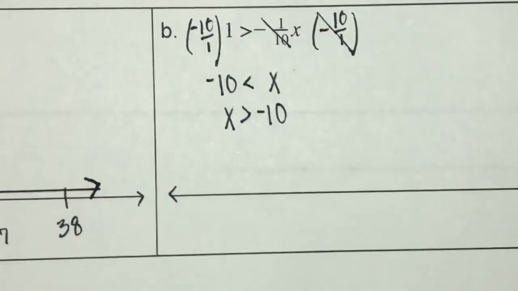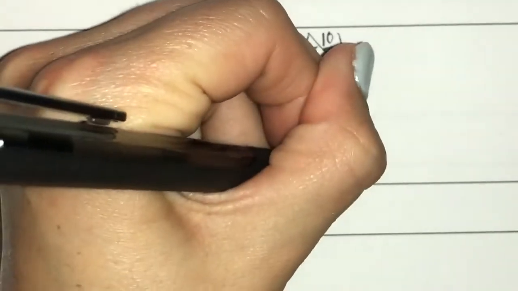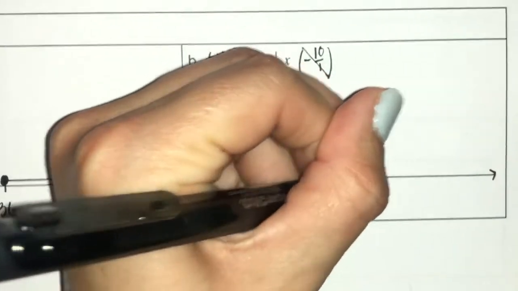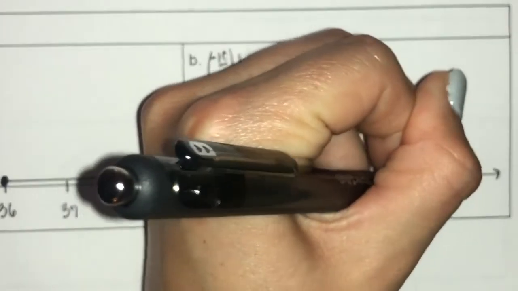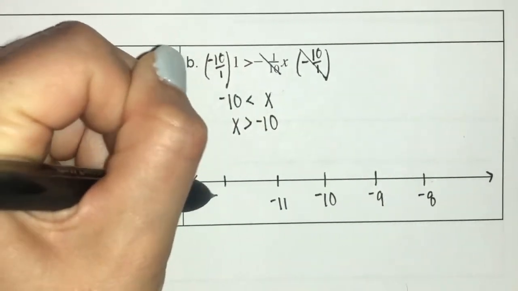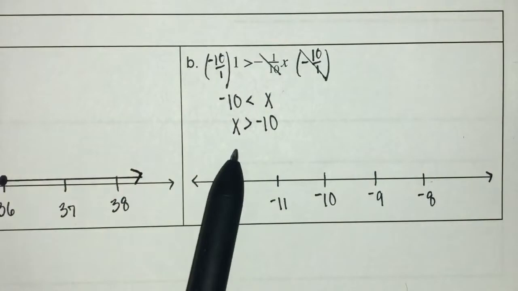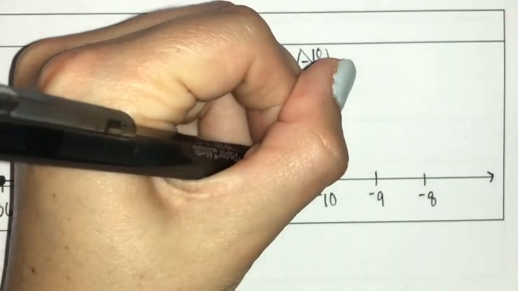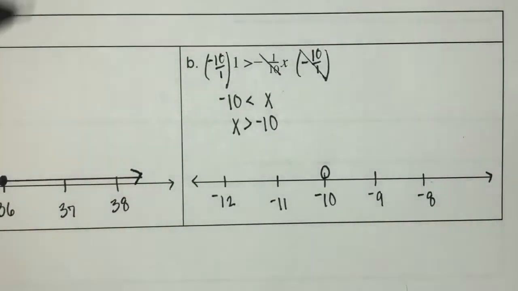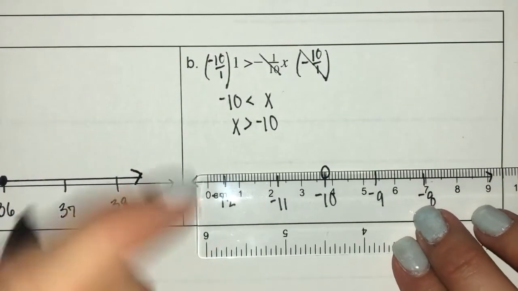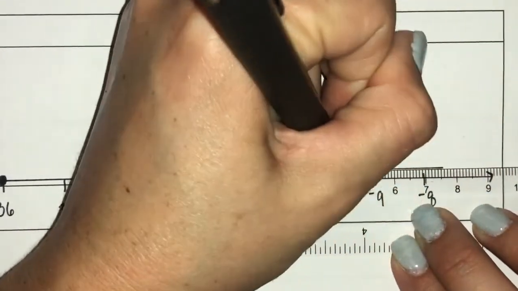And then I can go ahead and graph it. So I'll have a negative 10 in the middle of my number line, and then up to negative 9, up to negative 8, down to negative 11, down to negative 12. Since x is greater than negative 10, it's not greater than or equal to, just greater than, it needs to be an open circle. And then pointing to the right, because that's all the numbers that are greater than negative 10.